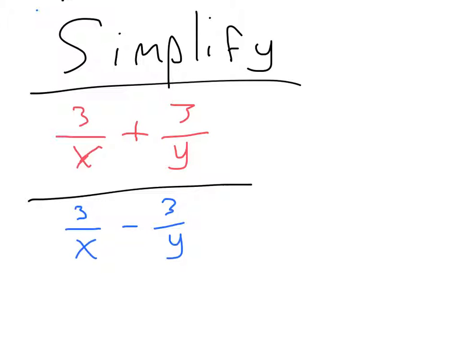This guy's yucky. We got a whole bunch of things that make our brains hurt. We don't like variables in the denominator. So let's get that out. I'm going to multiply by something in the form of 1.